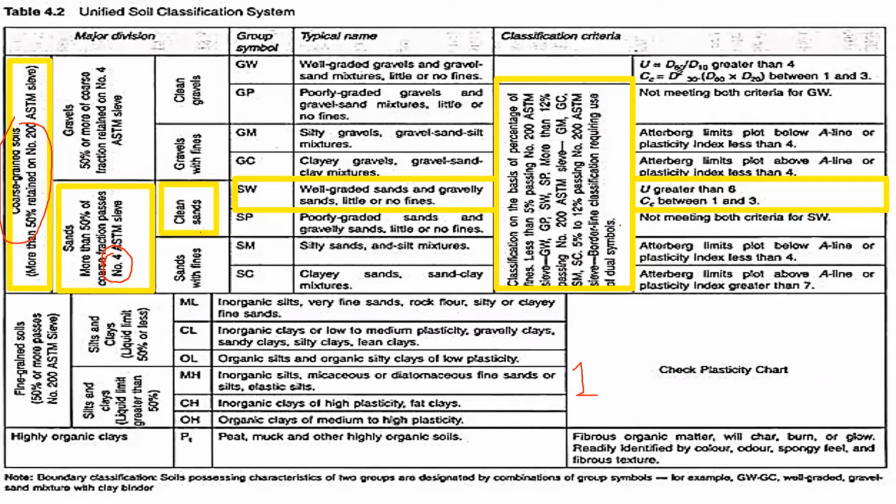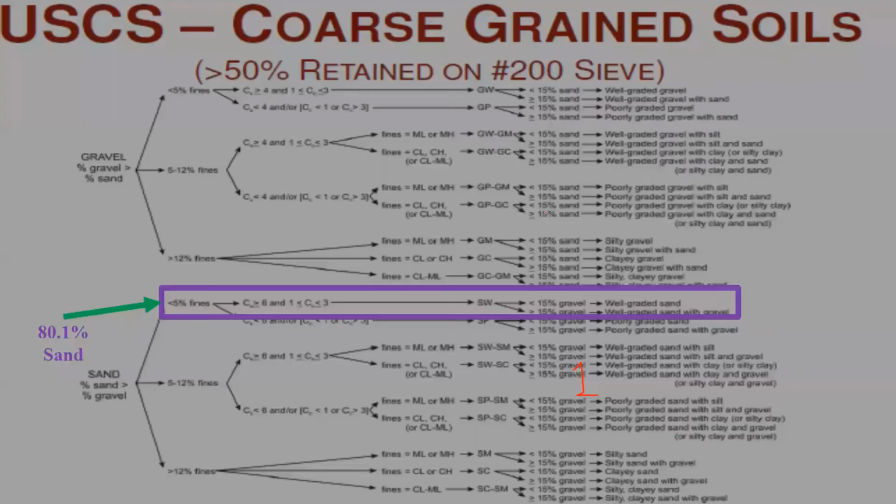So now it is categorized. We have decided this soil can be GW, GP, SW, SP, and from here it means this is SW. Now I'm moving towards SW, and you can see we had more sand, here 80.1% sand, and less than 5% fines. We will go with Cu greater than 6 and 1 less than or equal to Cc less than or equal to 3.